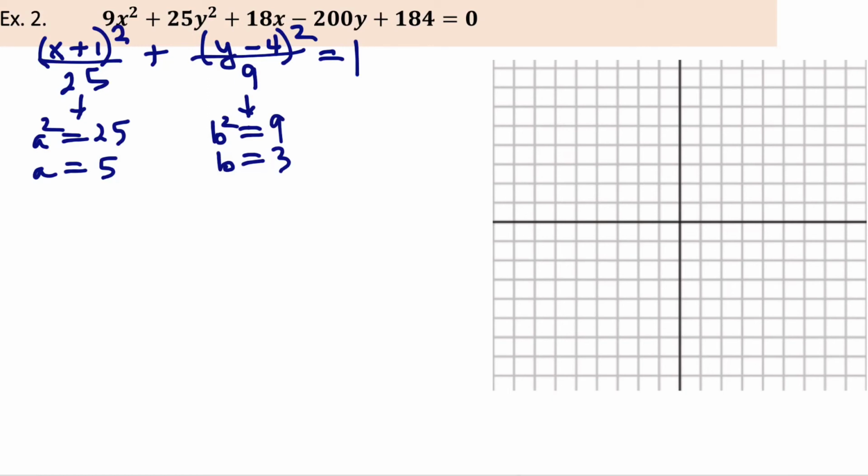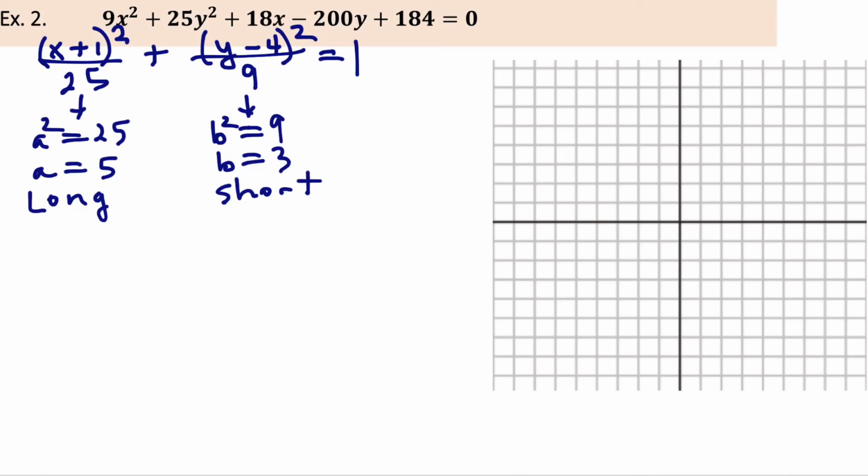All right, notice I'm long on the X this time, and I'm short on the Y this time. And the way I was able to tell that: if the smaller number is with the Y, I'm short on the Y. If the larger number is with the X, I'm long on the X. So this is a long ellipse this way.